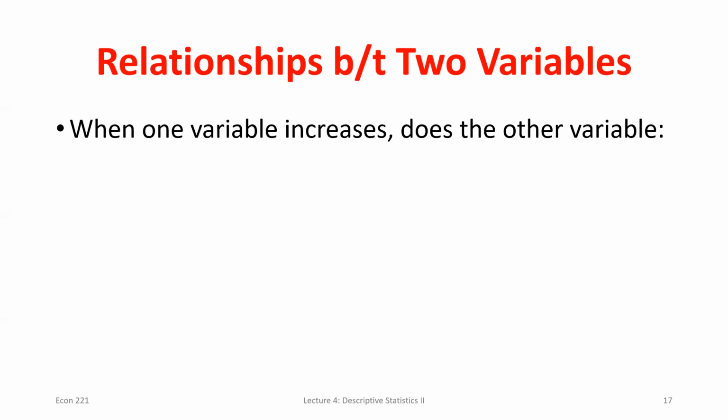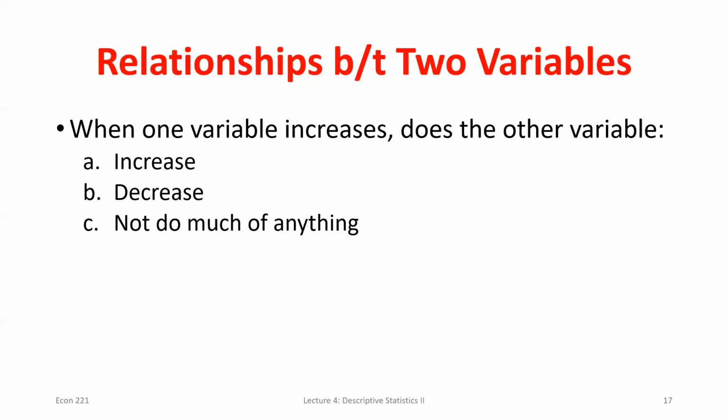So if we're thinking about this, a lot of times we're interested in what happens when one thing changes, right? As this X variable, whatever it happens to be, goes up, what happens to this other Y variable? Does it go up? Does it go down? Or does it not really change much, right? So as X goes up, does Y tend to also go up? Do we see a positive relationship between these two things? As X goes up, does Y tend to go down? Do we see a negative relationship? Or as X goes up, does Y not really change? That would be kind of no relationship.